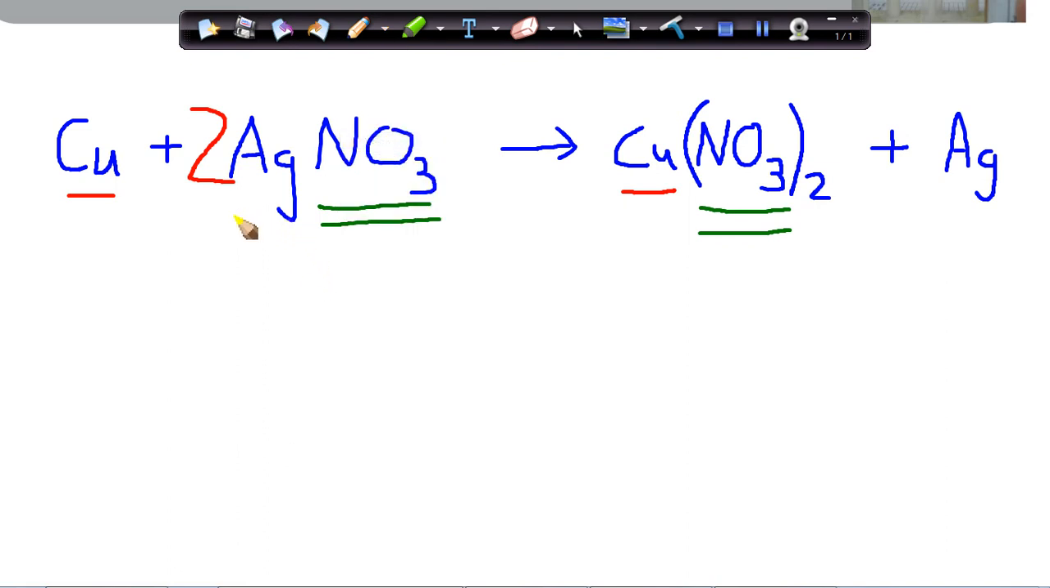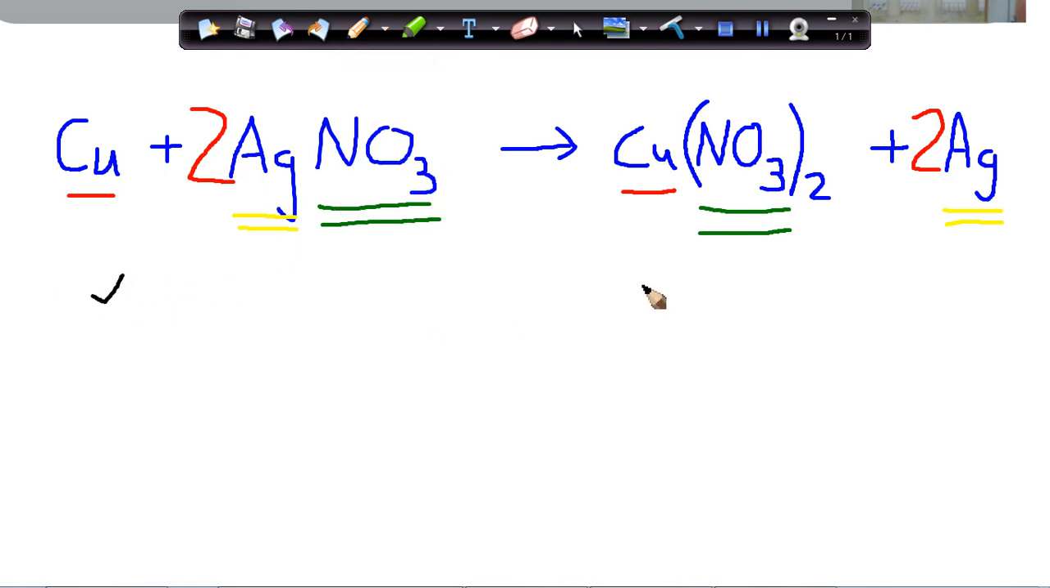So silver here, I've now got 2 silvers right there, 2 lots of silver, so the big 2 of everything. And on this side, oh, I've only got 1 silver, but that can easily be fixed. We just put a big 2 in the front. So 2 silvers, 2 lots of silver, and now I've got 2 silvers on that side. So let's go through and check everything off.